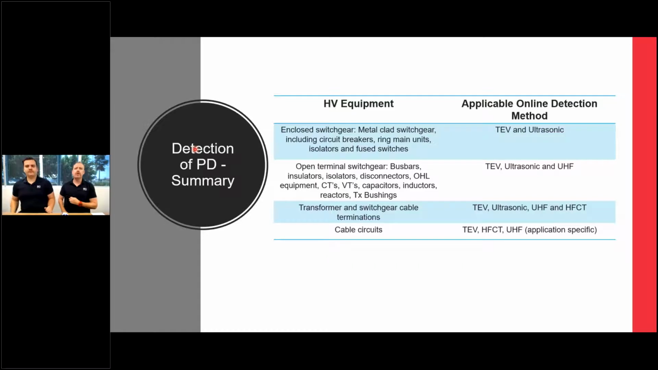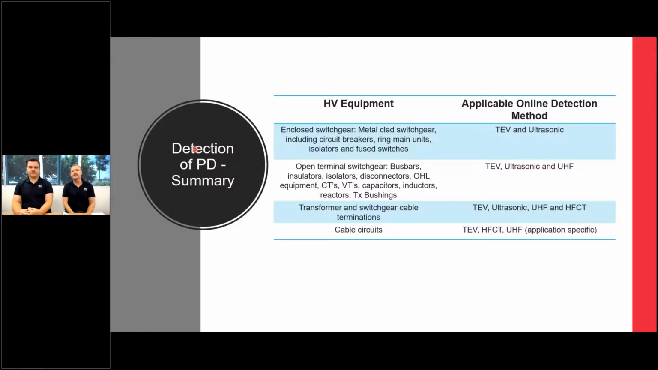Here we have a list of 4 different types of high voltage equipment and what test is the best way to detect those signals coming from those if there is discharge in those assets. So the first one is if you've got enclosed switchgear such as metal clad switchgear, ring main units, kiosk substations, anywhere where there's high voltage equipment inside big metal boxes, the best way to detect the PD signals from there is TEV and ultrasonic.